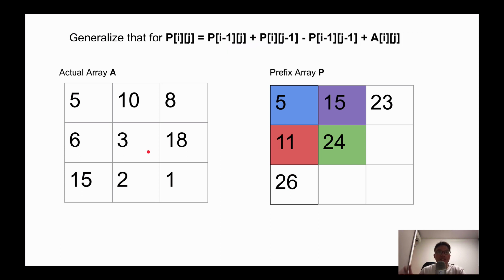We can generalize this same idea for any other element that is not in the first column or in the first row of the prefix array P. If it's any other cell in the prefix array P, we can use this formula to compute the resultant sum.